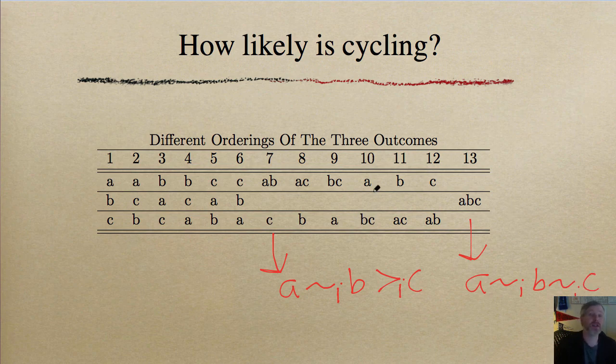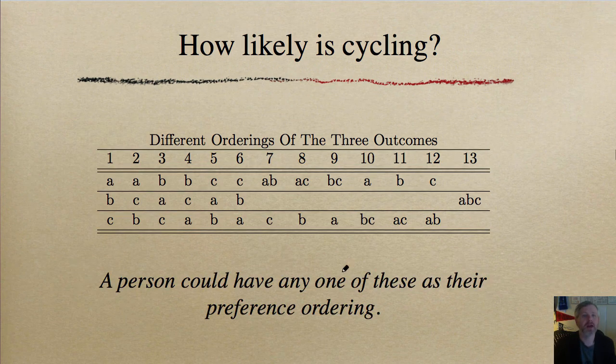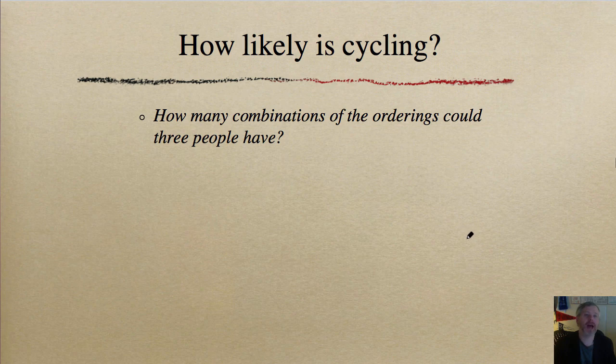So there are 13 possible preference orderings for 3 alternatives. So that's step 1, all right? And actually, we're going to simplify this in a second, but let's keep going here. So a person can have any one of these. So an individual, if I asked them to rank A, B, and C, they would pick one of these preference orderings, all right? So let's think about how likely cycling is.